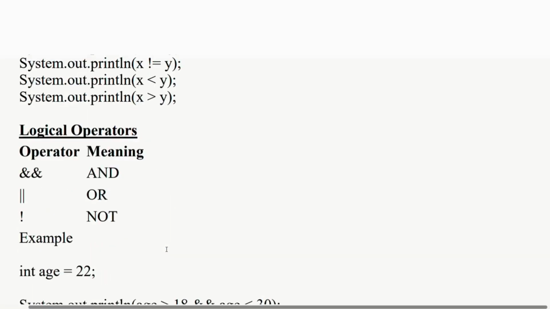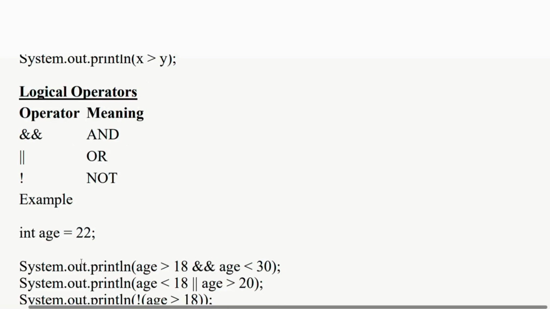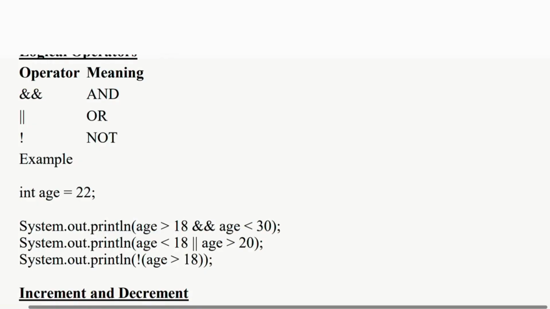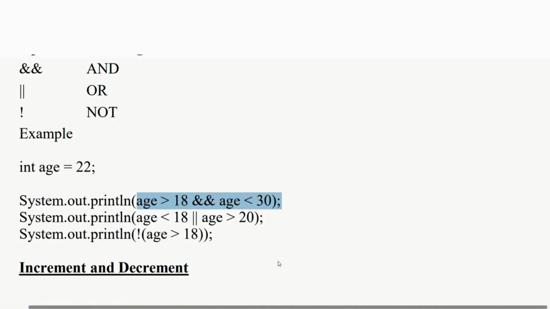The fourth one is the logical operator. There are three operators in logical operators. The first one is and, the second one is or, the third one is not. Let's suppose I have age as 22 and I want to check whether my age lies between 18 and 30. So what I will do is check: is my age greater than equal to 18 and is my age less than or equal to 30. Similarly, if I want to match a condition, then I will use the and, or, not operators.